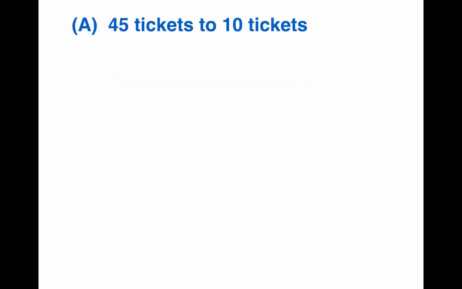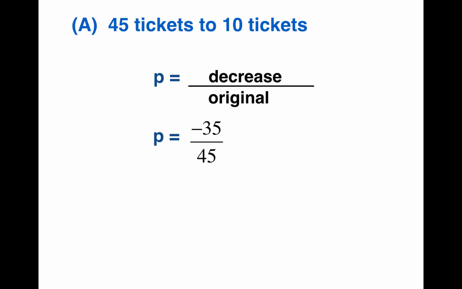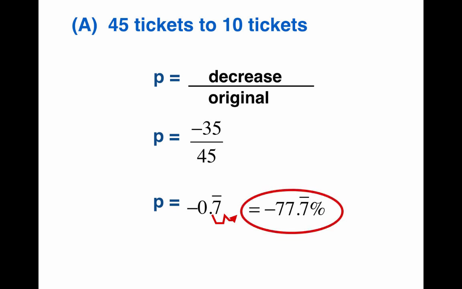We're going to go through it. So 45 tickets to 10 tickets. That's a decrease problem. It's gone down. It started with originally 45, but it has dropped 35 tickets down, so minus 35 over 45. So we're going to divide this fraction. Negative 35 divided by 45 is negative 0.7 repeated, so 0.7777777, which means if you move the decimal, 77.7 repeated percent. So negative 77.7% is your drop.